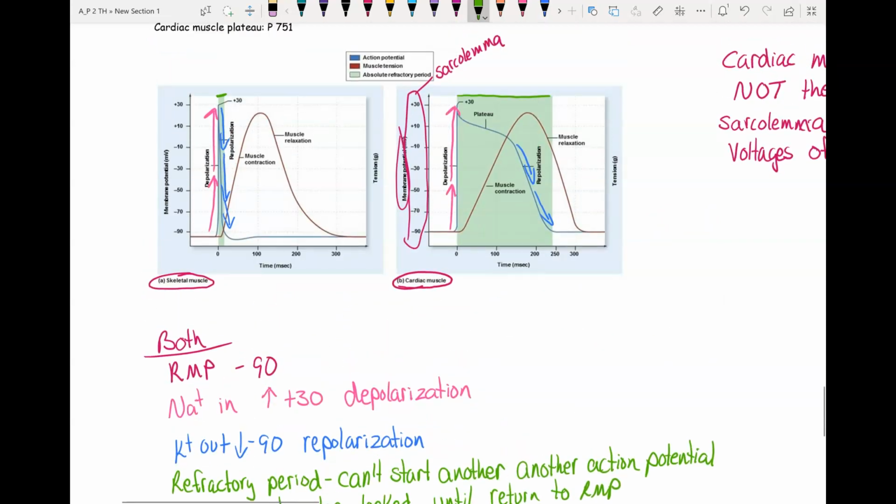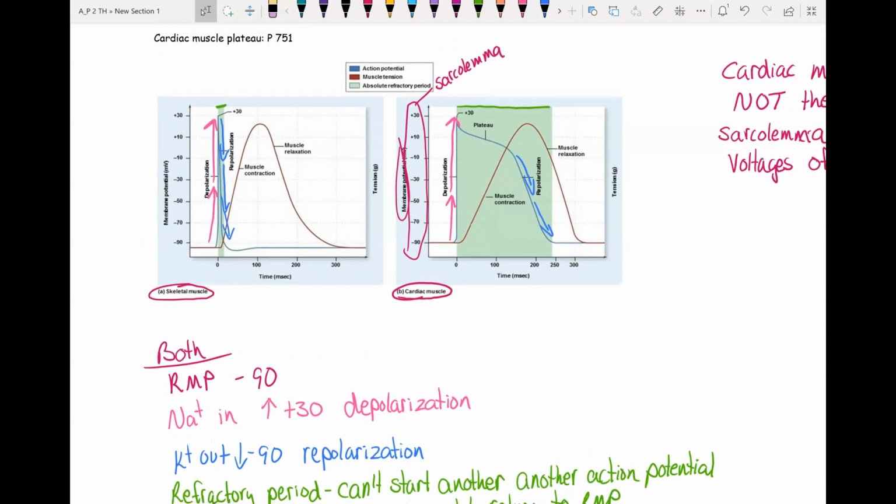Now's where we'll start to see the difference between skeletal and cardiac. Notice in skeletal that the refractory period is very short. You have sodium come in, you go up to positive 30, then immediately potassium goes out, you're back down to negative 90, and refractory is over. You can see right here, the refractory is ending as soon as you get back to negative 90.